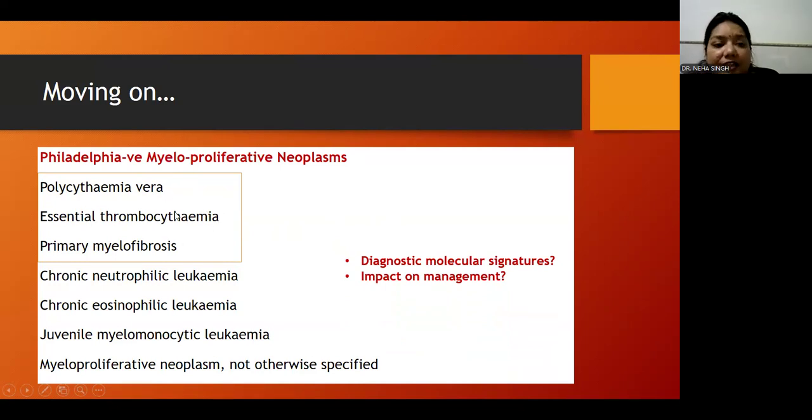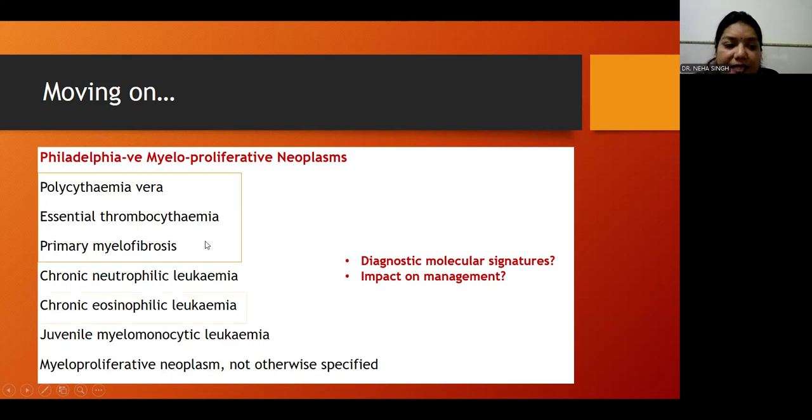P. vera, essential thrombocythemia, and primary myelofibrosis have one thing in common, that is JAK2 V617F. In P. vera, almost 95% of the cases are JAK2 V617F positive. ET and primary myelofibrosis have almost 50 to 60% of cases which are positive. Apart from JAK2, these two also show CALR and MPL mutations, and they can be triple negative also.